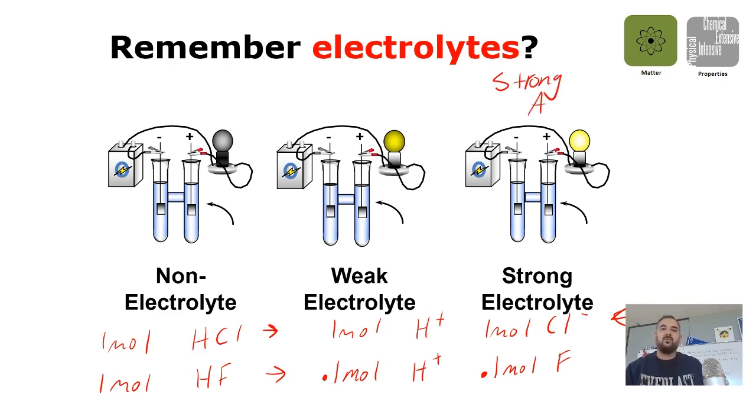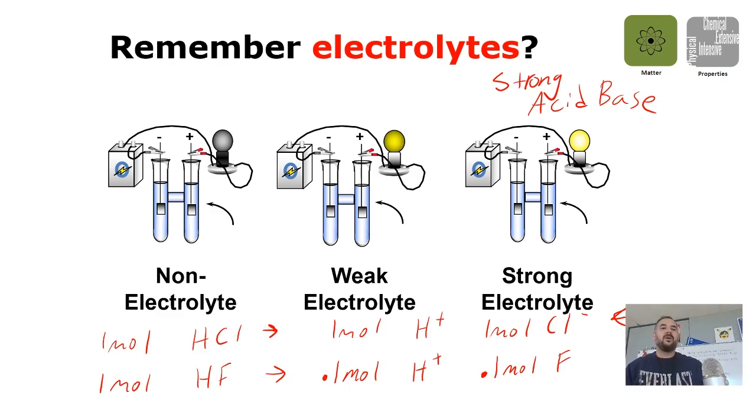Strong acids are going to be what type of electrolyte? They're going to be a strong electrolyte. What about a strong base? What kind of electrolyte will that be? It's also a strong electrolyte. Strong bases go here. So strong acids and strong bases are going to be strong electrolytes, which means they conduct a lot of electricity. And the reason for it is because there's a lot of ions.